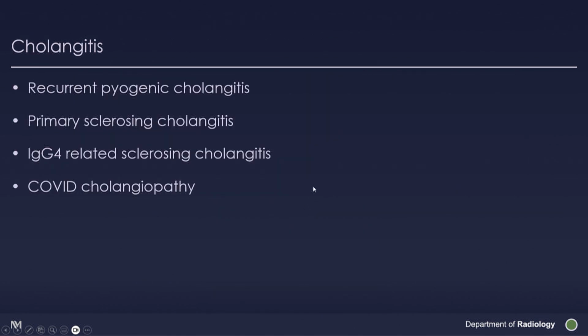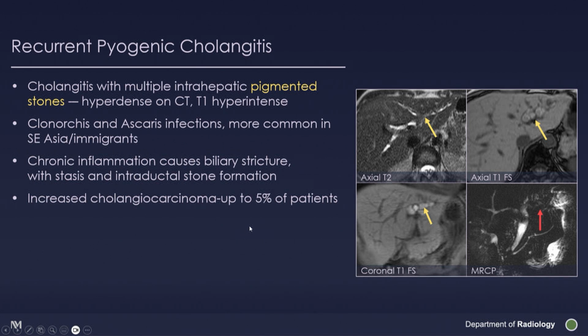I'm going to briefly talk about the different cholangitis. I can't talk about all of them, obviously, but I'm going to talk about recurrent pyogenic cholangitis, primary sclerosing cholangitis, IgG4-related sclerosing cholangitis, because we've been seeing a lot of that recently, and then COVID cholangiopathy, given the presence of COVID. So recurrent pyogenic cholangitis is the one you learn about in med school.